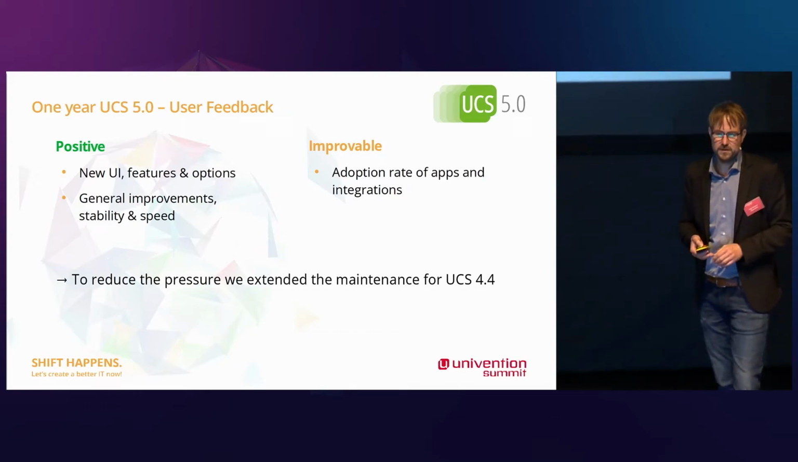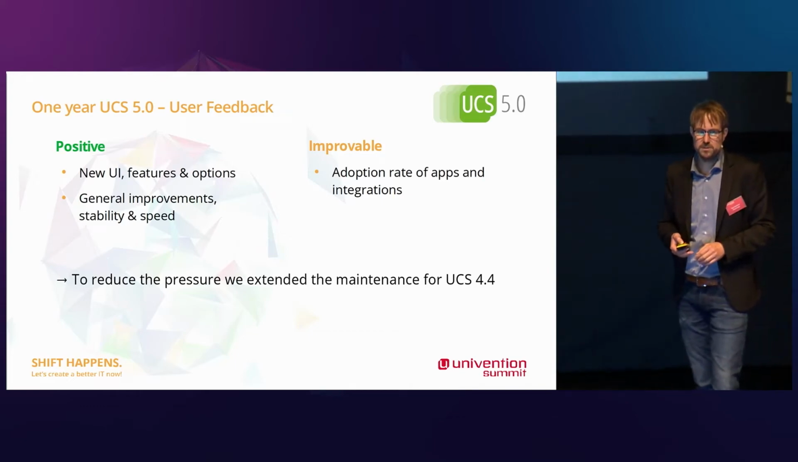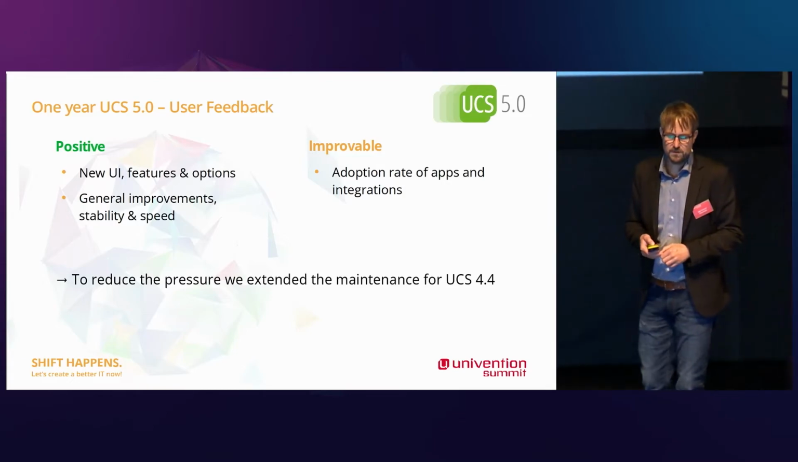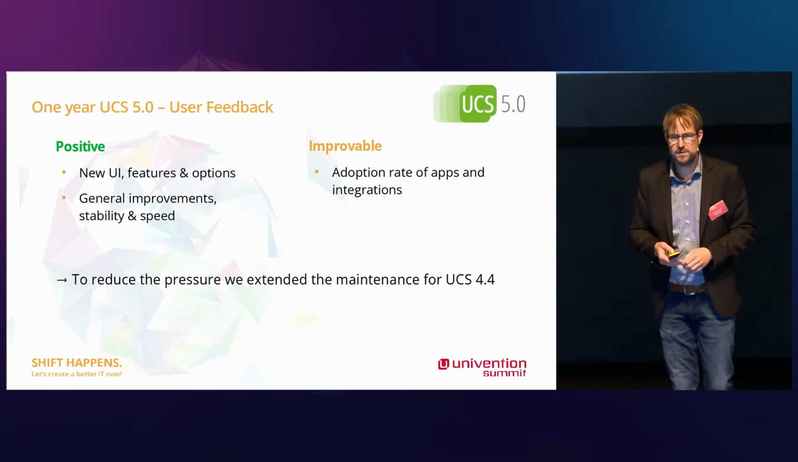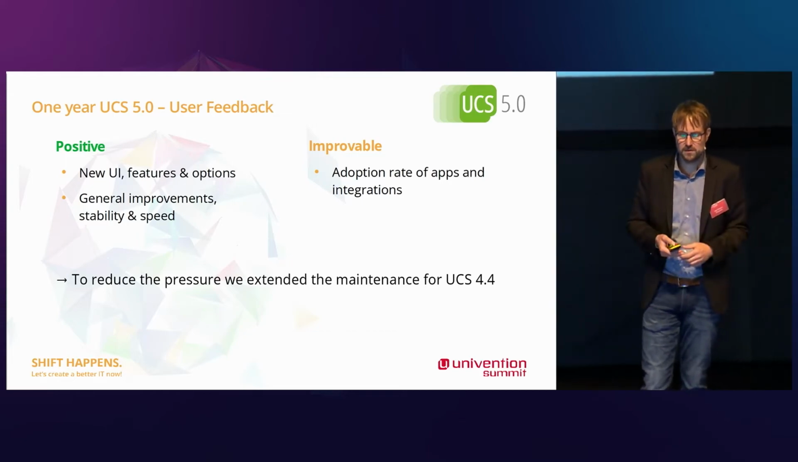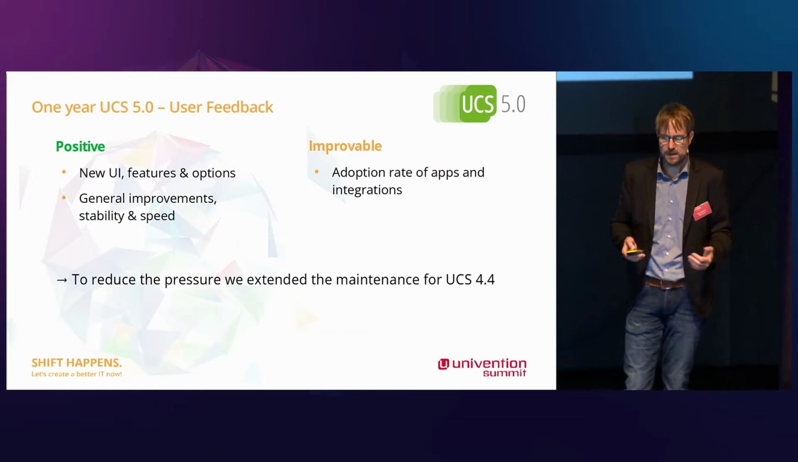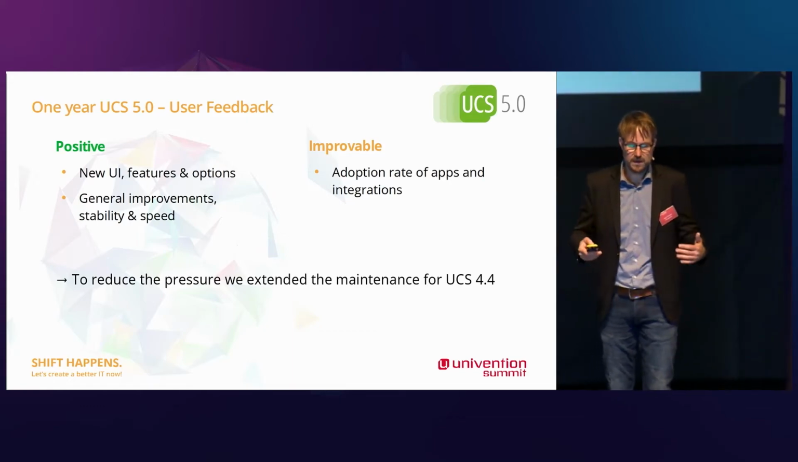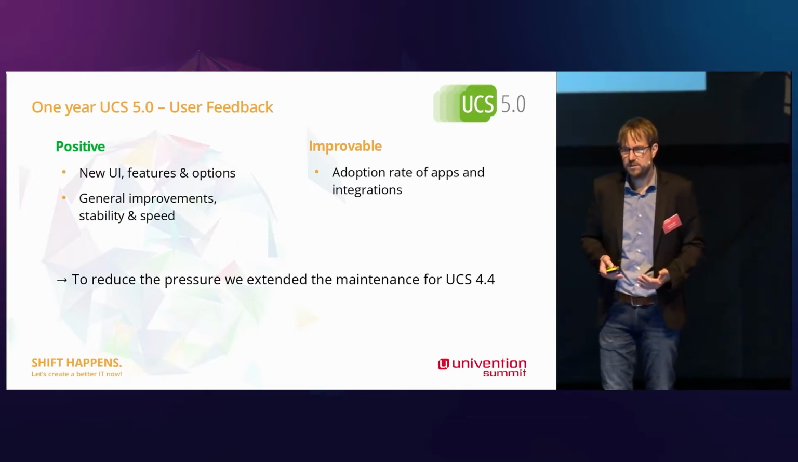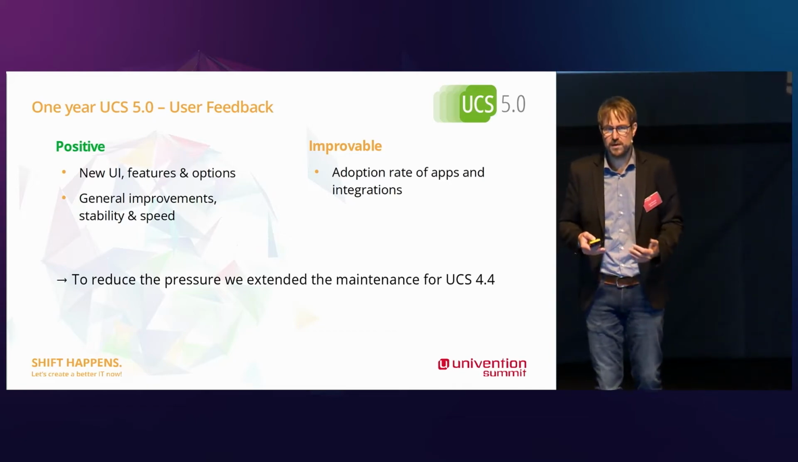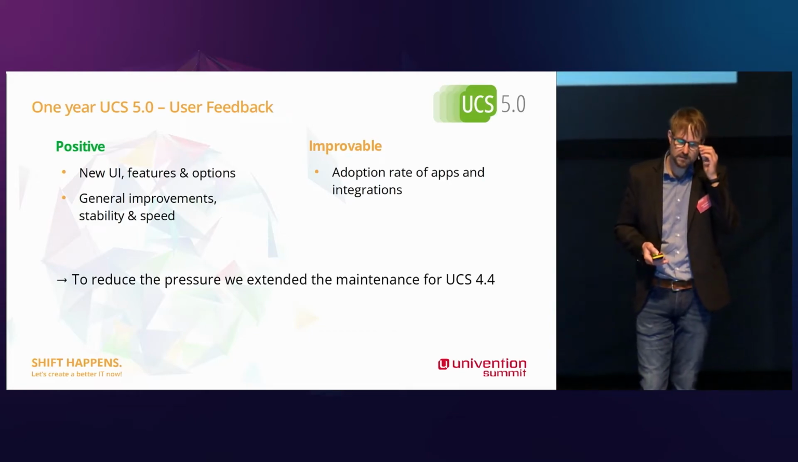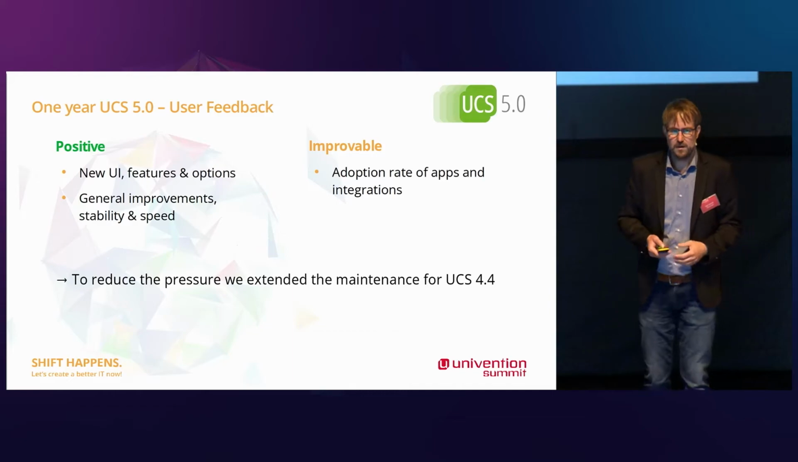And what we would have wished to happen more quickly is the speed in which we make apps available. And this is also the main feedback that we get from users. So they would have switched earlier to UCS 5 than they did, because one or the other app didn't work yet. What we did to reduce the pressure is that we will only stop maintenance of UCS 4.4 once it's clear and plannable when the different apps will be available, what will be the time window.